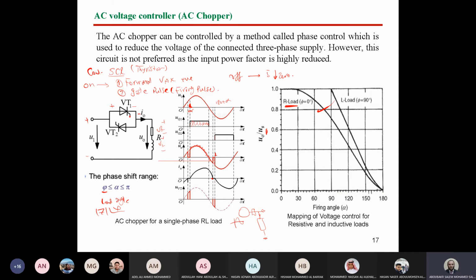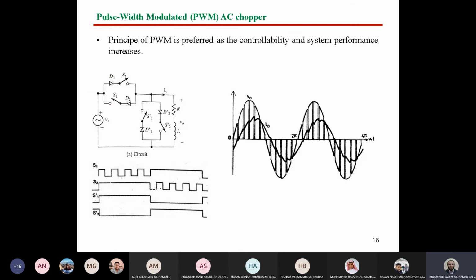So this means the use of thyristors is not good because of the harmonics. For that, there is another circuit for AC voltage controller which is called pulse width modulation. As you can see here, we have not thyristors, we have switches like IGBT, like MOSFET. These are the most well-known transistors used for voltage control. And as you can see, this is now the operation based on the PWM AC chopper.